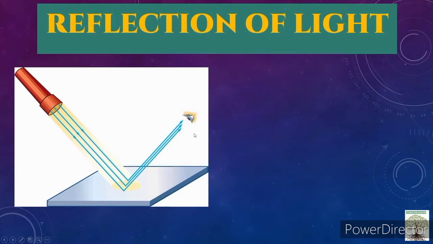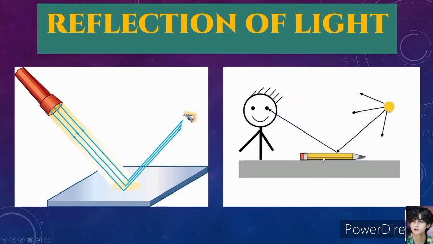In other words, reflection of light is the phenomenon of bouncing back of light in the same medium on striking the surface of any object. And the example of the reflection of light is seen in the second picture. We can see that sunlight falling on this pencil and the pencil reflects back this light into our eyes so that we can see the pencil.